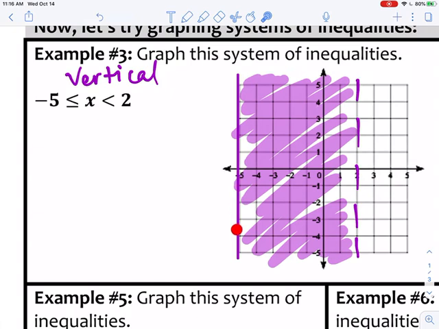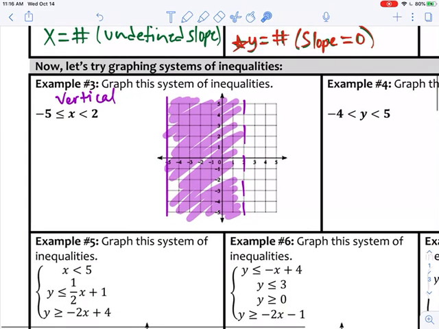Remember, if it lands on the line, it is a solution here. If it lands on the line over here, it is not. Cannot be included on the line. Don't forget my arrows.